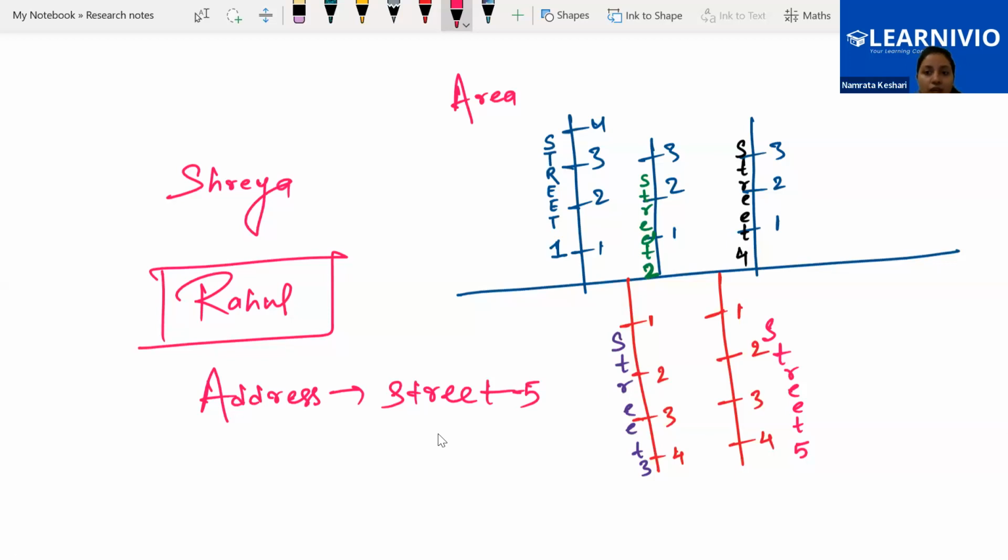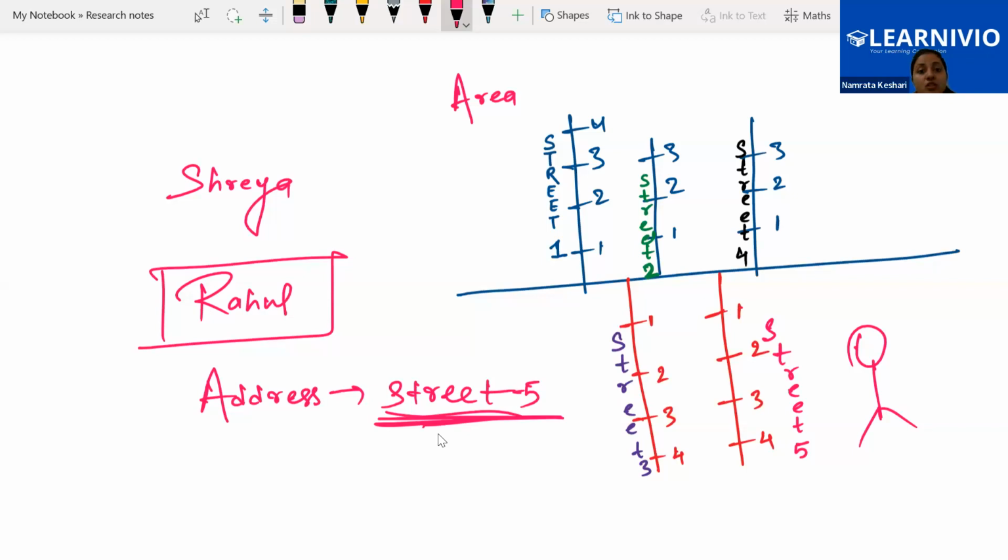Street 5 is okay. I'm not so good at drawing, so I'm drawing like this. Maybe this is the person, and now the person is searching. Street 5 is okay, I'm in street 5, but where exactly do I have to go? To house 1, house 2, house 3, or house 4? That's why in the address, only the street will not work.